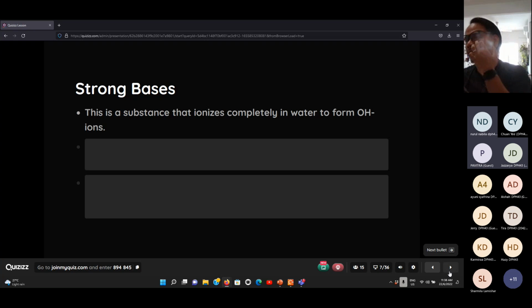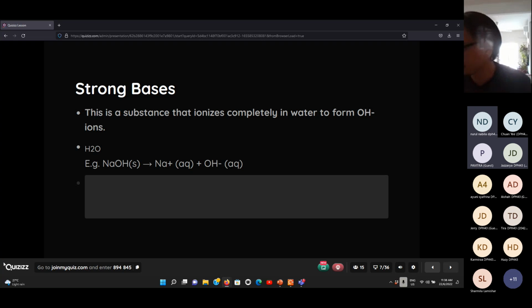Okay, strong base pula. This is a substance that ionizes completely in water to form OH minus ion. So kamu boleh nampak dekat sini, kita punya definition of strong and weak acid and bases, kita focus on Arrhenius theory. Okay, bahan-bahan yang larut dalam air menghasilkan hydrogen ion dan juga hydroxy ion. So untuk strong base, dia adalah bahan-bahan yang larut sepenuhnya. Bukan larut, menghasilkan ion, hydroxy ion dengan sepenuhnya dalam air.